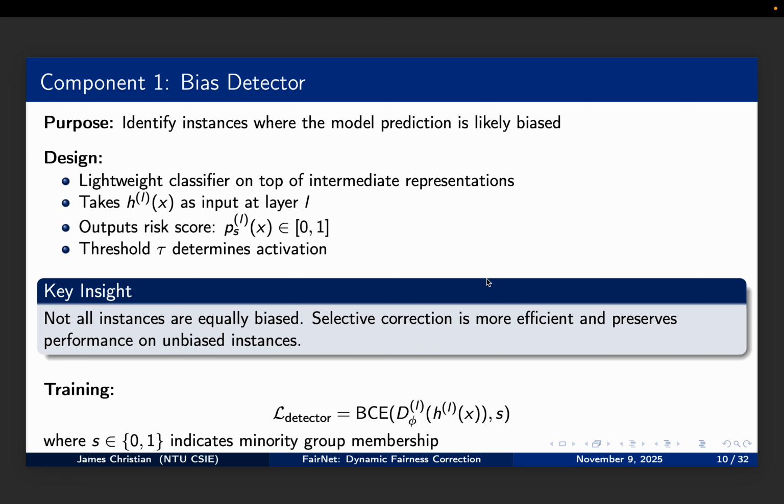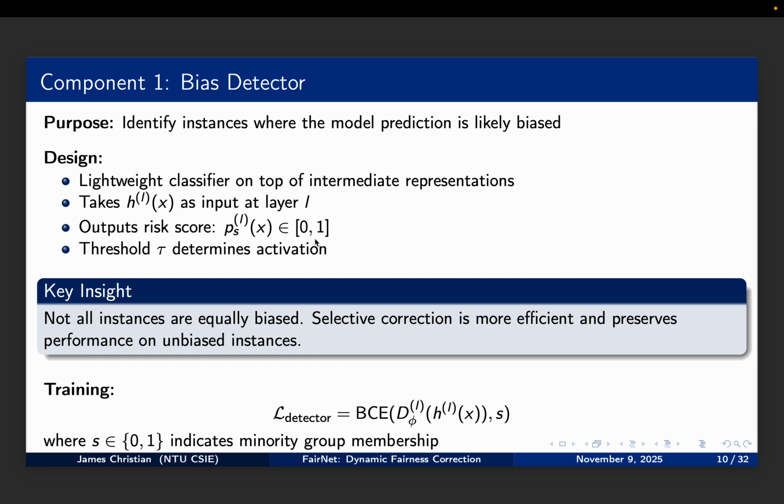So let me explain the first component in detail. The bias detector. Its purpose is to identify instances where the model prediction is likely biased. The design is a lightweight classifier on top of intermediate representations. It takes h superscript I of x as input at layer I. It outputs a risk score P superscript I of x in 0 to 1. A threshold tau determines activation. The key insight is that not all instances are equally biased. Selective correction is more efficient and preserves performance on unbiased instances.